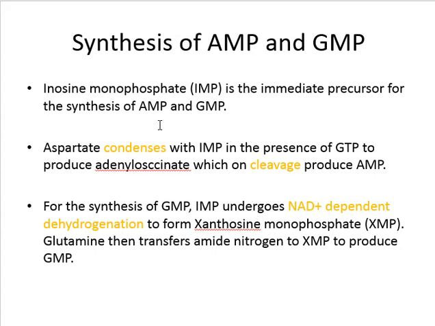Now for the synthesis of adenosine monophosphate, first of all, aspartate condenses with the inosine monophosphate. In this condensation reaction, the GTP is required, and as a result, adenylosuccinate is produced. Then this product, adenylosuccinate, is cleaved and produces adenosine monophosphate.